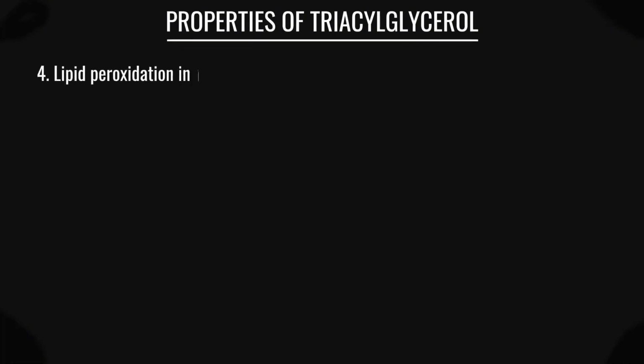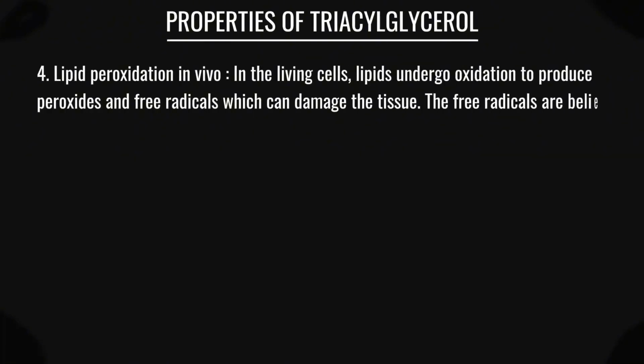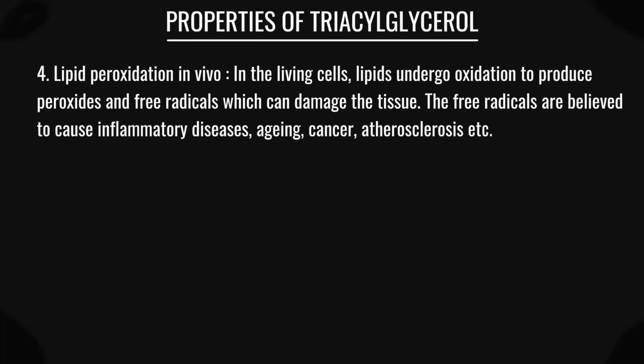4. Lipid peroxidation in vivo. In living cells, lipids undergo oxidation to produce peroxides and free radicals which can damage the tissue. The free radicals are believed to cause inflammatory disease, aging, cancer, and atherosclerosis, etc.